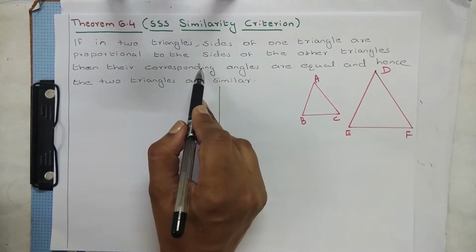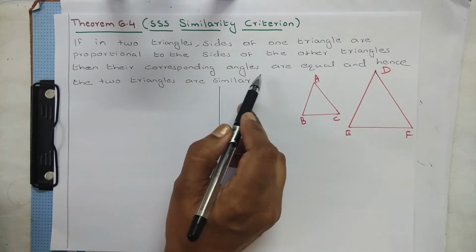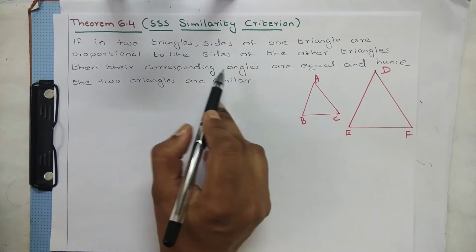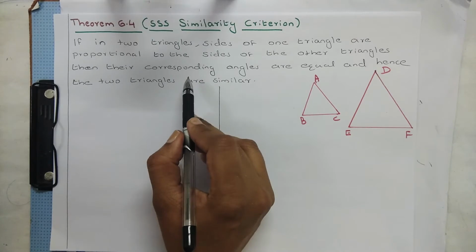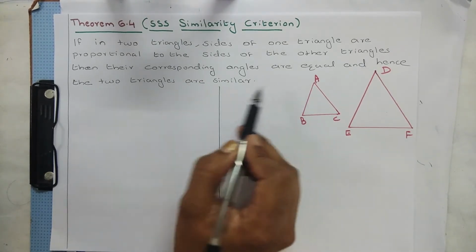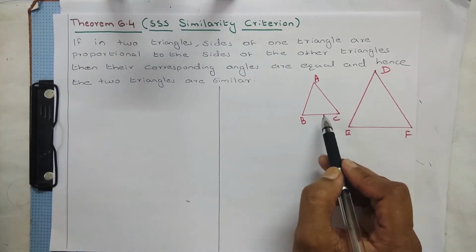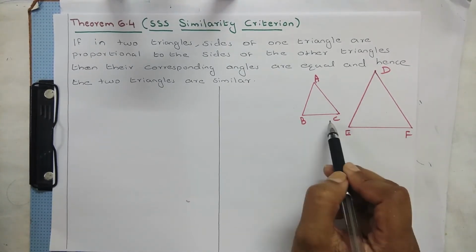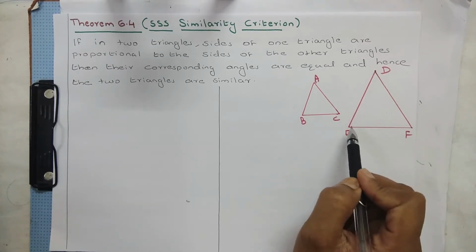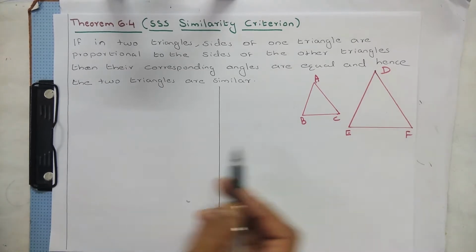That means here they have given sides are proportional, we need to prove corresponding angles are equal. Then if in two triangles corresponding sides are proportional and corresponding angles are equal, obviously the two triangles will be similar, right? Here also I have drawn two triangles. One triangle is ABC, the other one is DEF. Here size is different and shape is same, right? That is what similar figures are.